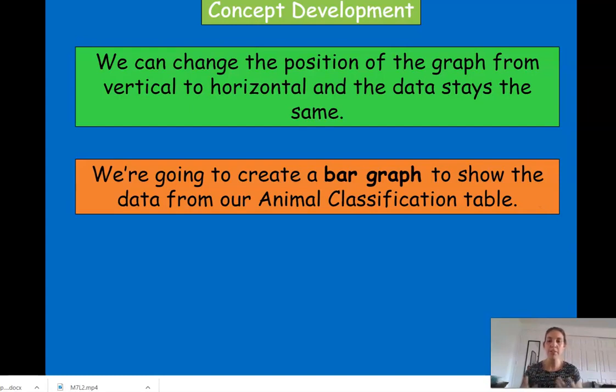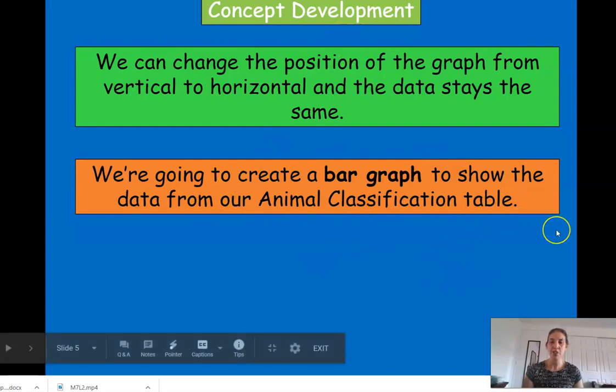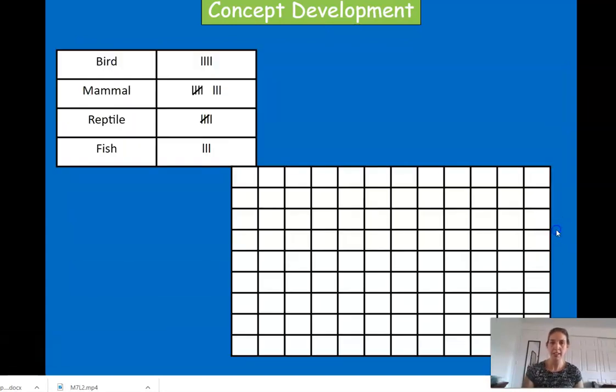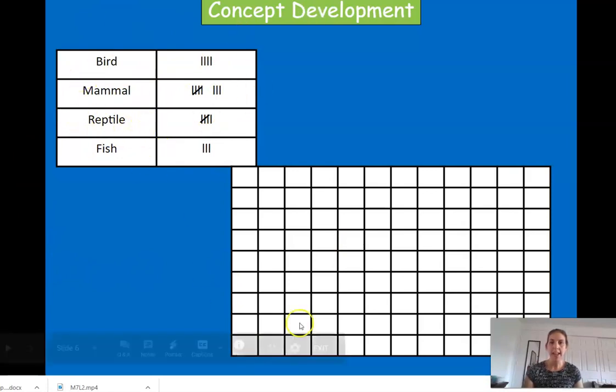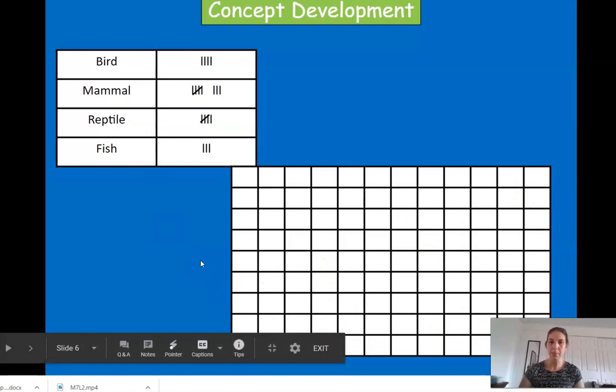So far we've looked at data that was in a table, and it had the numbers and the labels of what it was, and then the numbers. Then yesterday we did a picture graph, and today we're going to use the same information, but we're going to create a bar graph, okay? And we're using our same animal classification information that we've been using this whole time. So here's our information. This is the same data we've been using, and here is our graph paper.